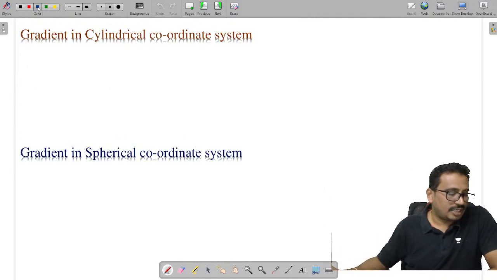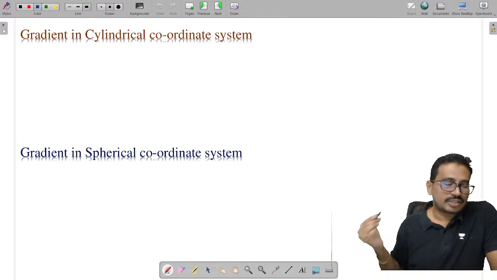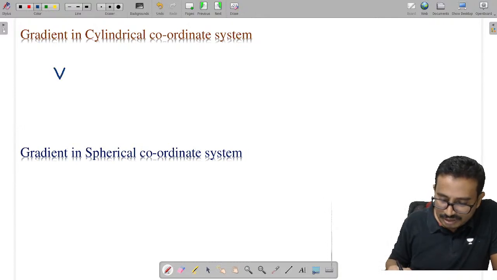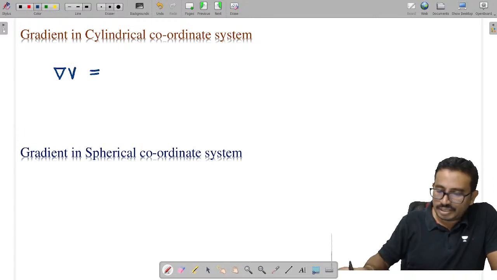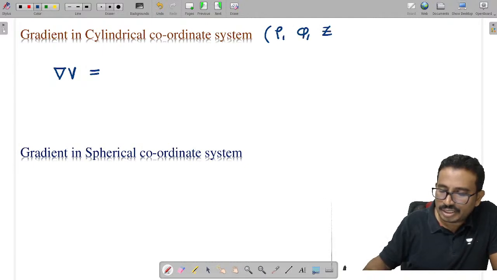before this, we have the gradient in the cylindrical system. We will see. We have seen that in the Cartesian system the parameters are x, y, z. Now let us see the gradient in the cylindrical system, del V. In the cylindrical system, what are the parameters we have? That is rho, phi, z.